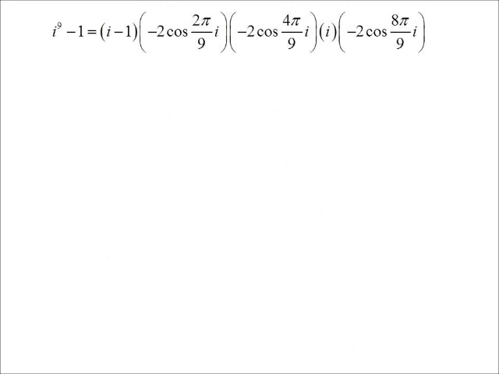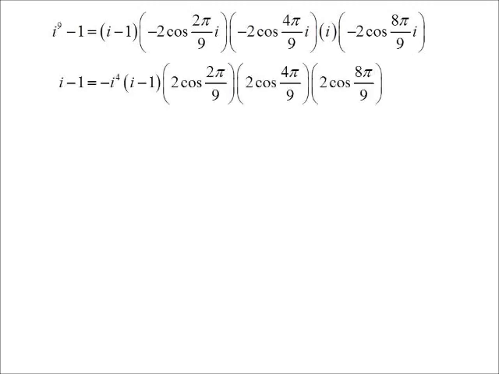I've got common factors here of negative 2i, negative 2i, negative 2i. I can pull those out. I've got i minus 1 there still, but just dealing with the i's, i times minus i times minus i gives me minus i to the power of 4. i to the power of 4 is 1, so I just have minus out the front here. Look what I did on the left-hand side: i to the power of 9 minus 1.